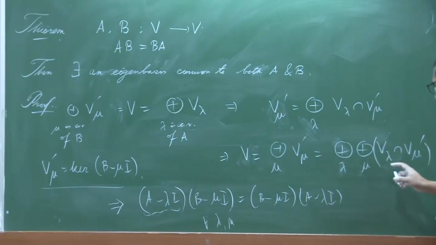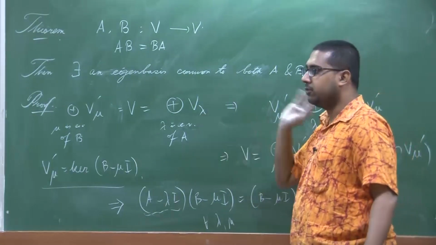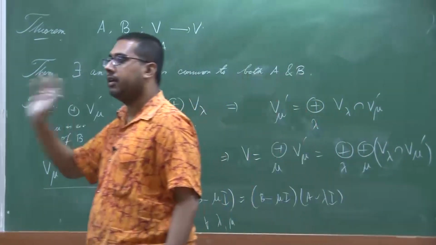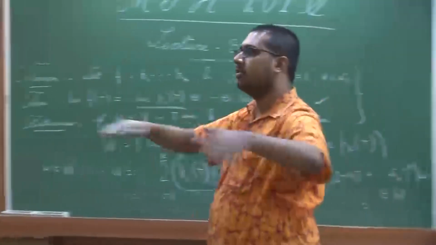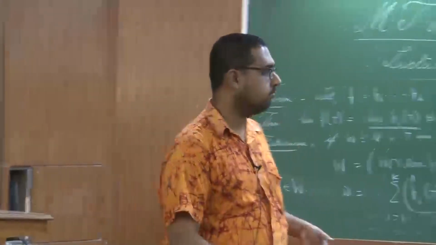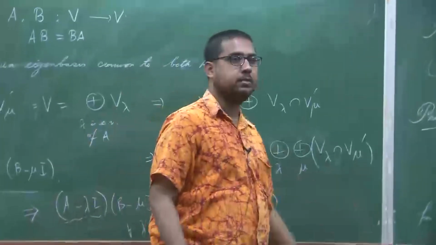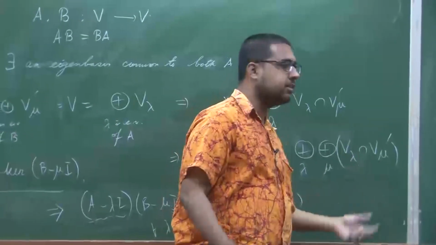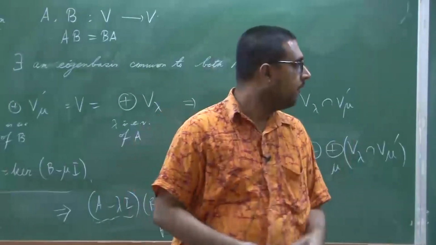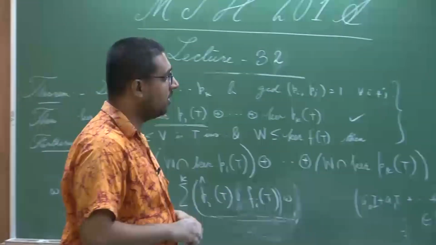So, therefore, what we have is we have chopped each v lambda into several other parts, and chopped is in the sense of direct sum decomposition. And if you take a basis of each of these pieces and take their union, you will get it. Okay, I think I am done with diagonalization.